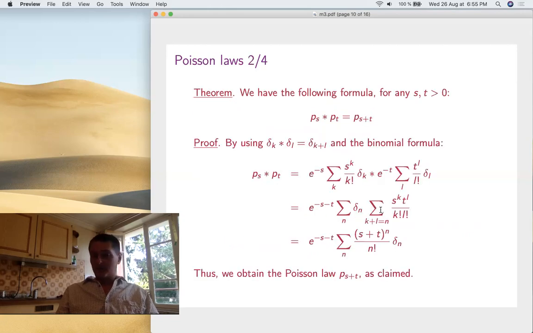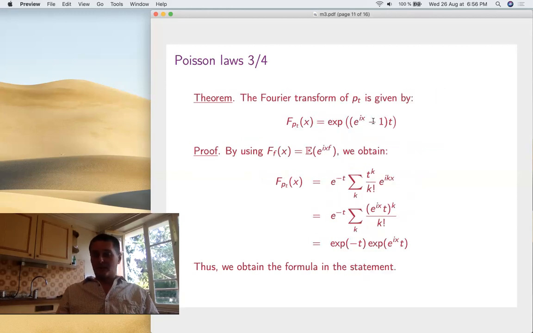Why are these measures important, all of them? Because they form a convolution semigroup, okay? That's somehow interesting. So how to prove this? What I'm claiming here is that if you take Ps and Pt, given by this formula, and make the convolution, you compute with the binomial formula and you get P(s+t). So that's a convolution semigroup. There's some dynamics going on there, that's why they're interesting.